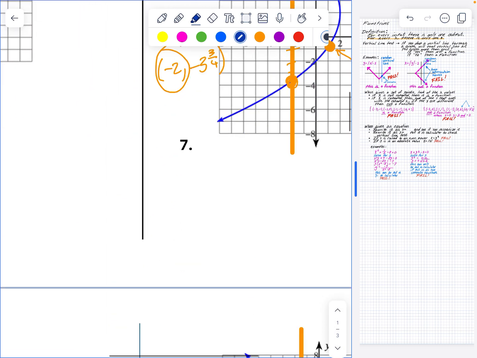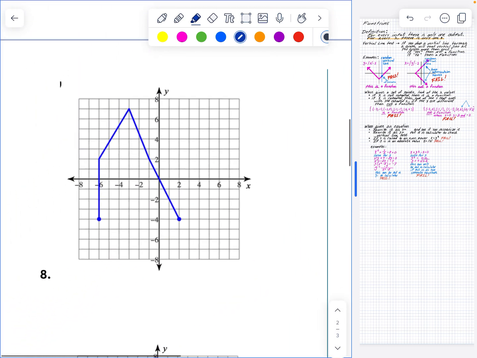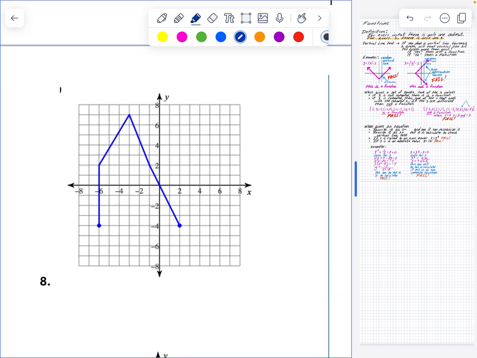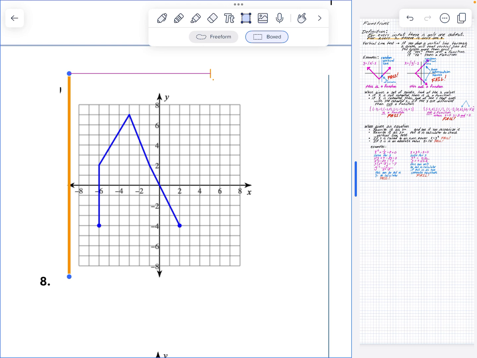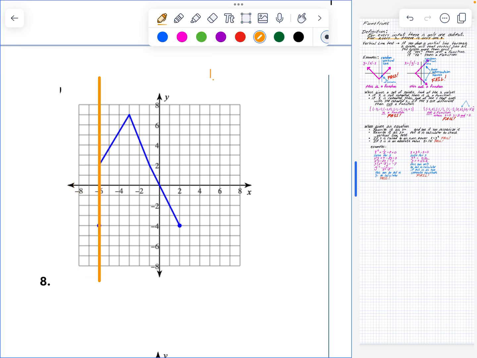We've already done that one. So let's look at this one. If I put a vertical line in here, I need a thicker line. If I were to put a vertical line in here, and I were to move the vertical line, we always go from left to right. So as soon as I get to right here, that makes it not a function. So this is not a function.